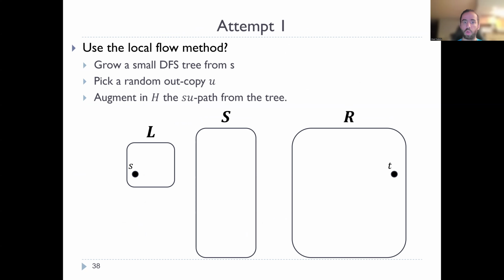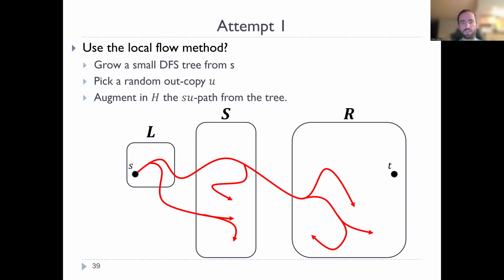We grow a small DFS tree from S, and then we pick a random out copy, U out, and then we simply augment in H the path from S to U that is inspired from the tree. So there is a path, and then we would, in our case, add a shortcut edge from U out to T.